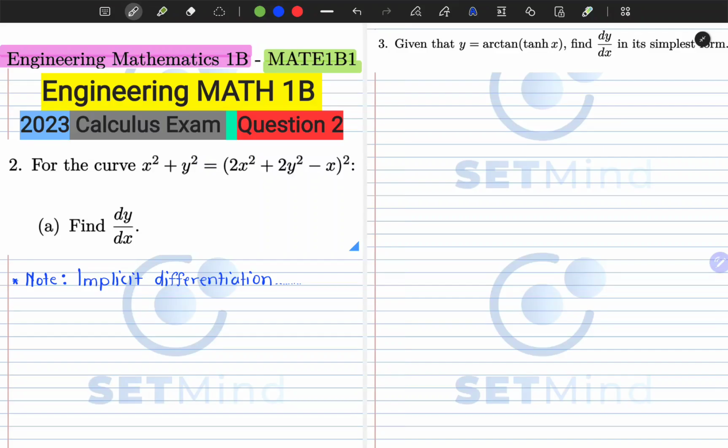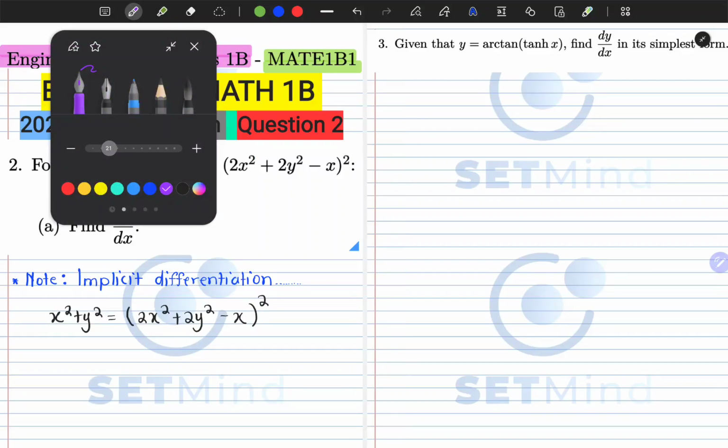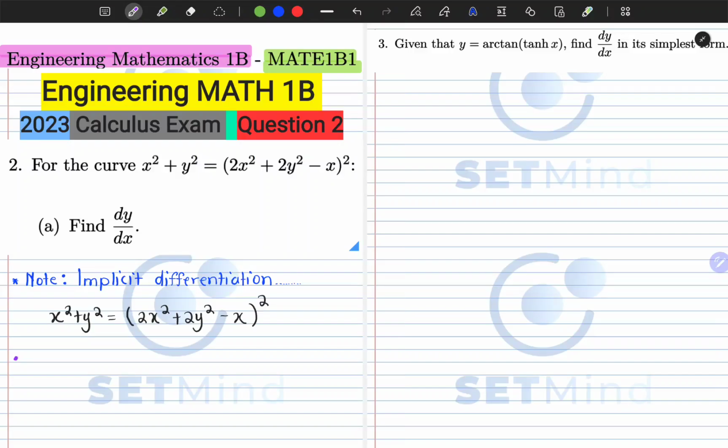So what we are going to do with implicit differentiation is differentiate the left-hand side and the right-hand side. But let's first write quickly what we are given. So we're given y squared plus x squared to be equal to 2x squared plus 2y squared minus x, and all of this is squared. So what we are going to do is to differentiate the left-hand side and the right-hand side with respect to x.